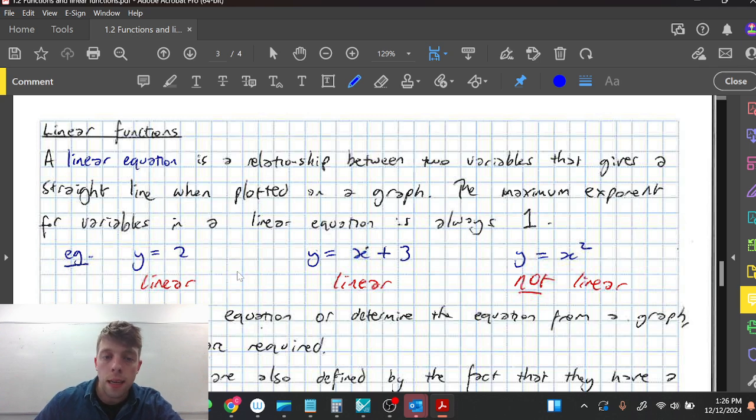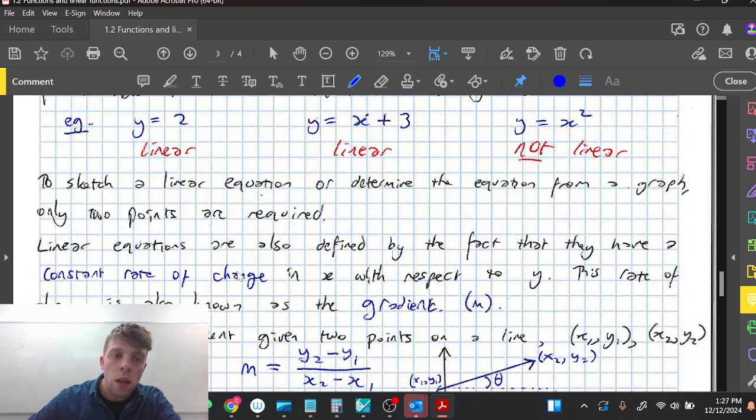This one here is more obviously a linear relationship. We can see it's always going to be of the form y equals mx plus c, where m is the gradient, c is the y-intercept. So here we've got a gradient of 1, a y-intercept of 3. It's linear. You can see the highest power of x is 1. If there's no power written up the top there, it just means to the power of 1. And by contrast, we have something that is not a linear function, because we have x squared. The highest power of x here is 2. Therefore, this is a quadratic and not a linear equation.